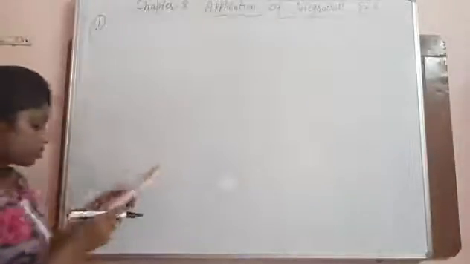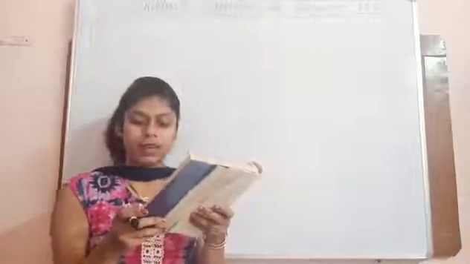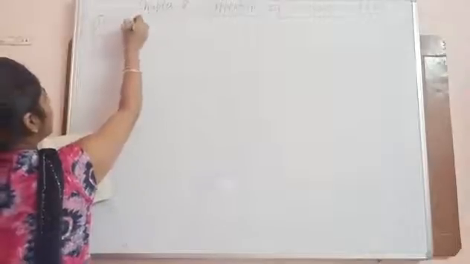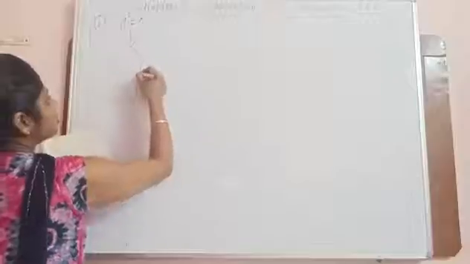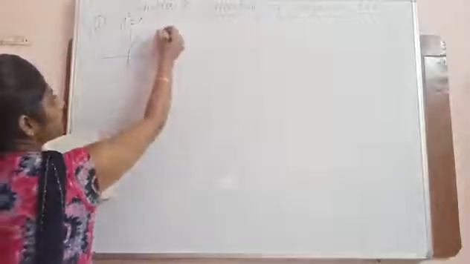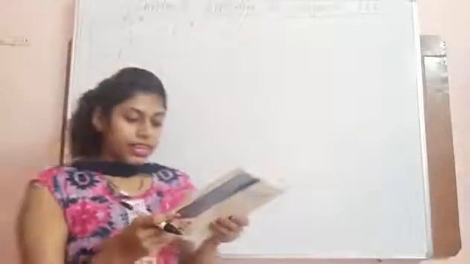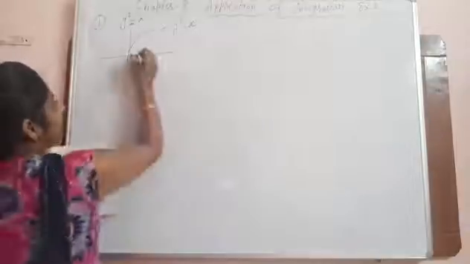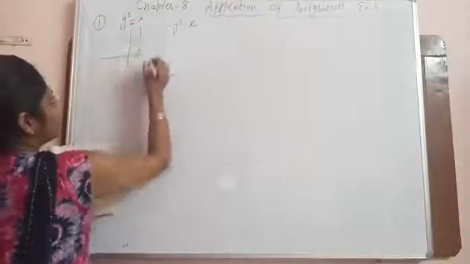First question. Find the area of the region bounded by the curve y square equals to x. We know that y square equals to x. It is the left-handed parabola. This is y square equals to x. And the line x equals to 1 and x equals to 4. X equals to 1, this line. X equal to 4, this line.